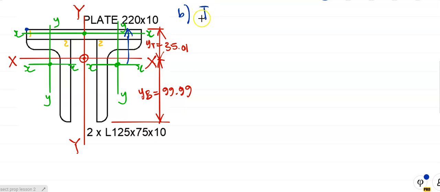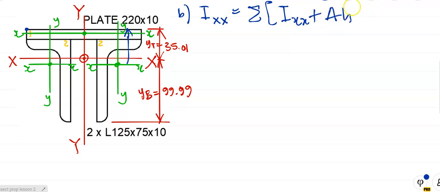State the formula. I give you a mark for it. I big X, big X. Always state the formula because the formula will tell you what you need to look for. Okay. And then I small x plus A H squared. And what's the name of the theorem we're using? Yes, you know it. It's the parallel axis theorem.